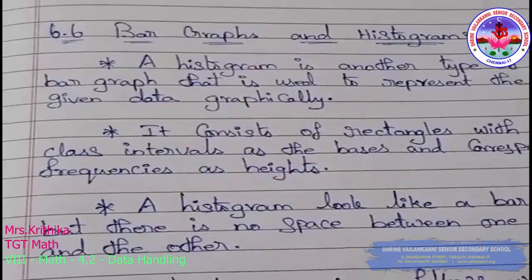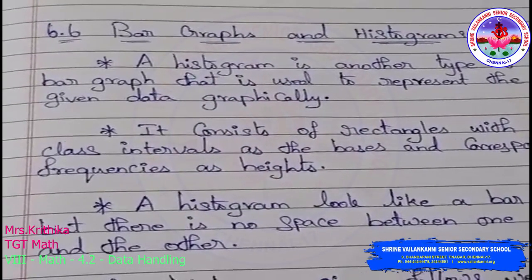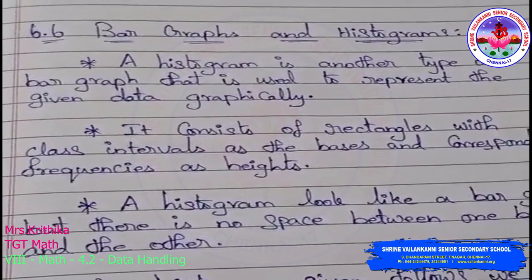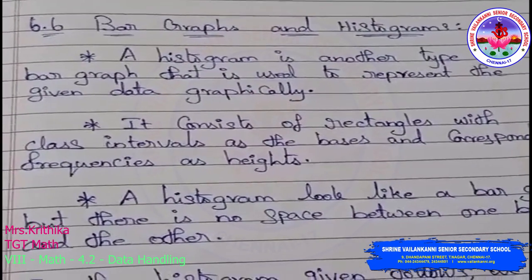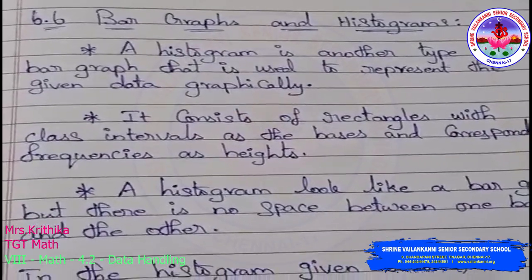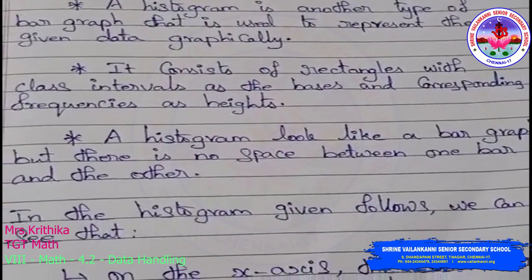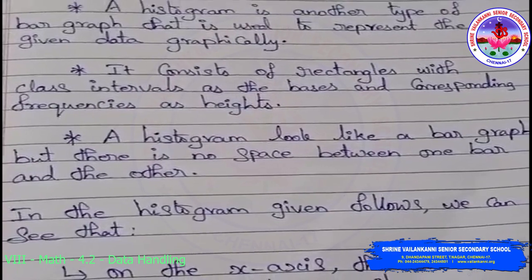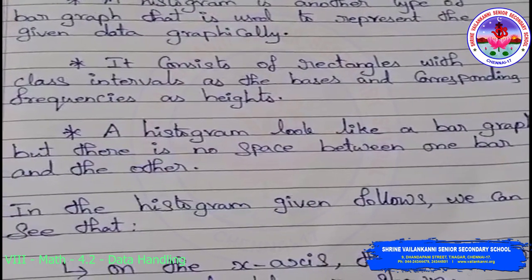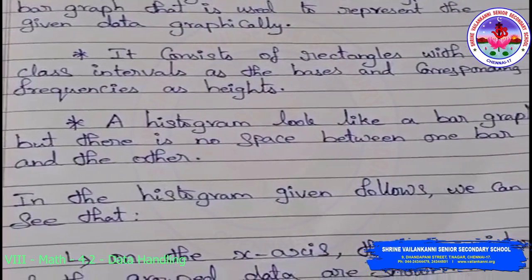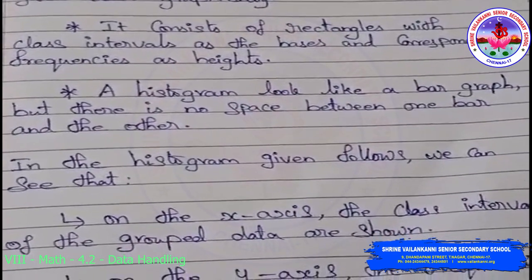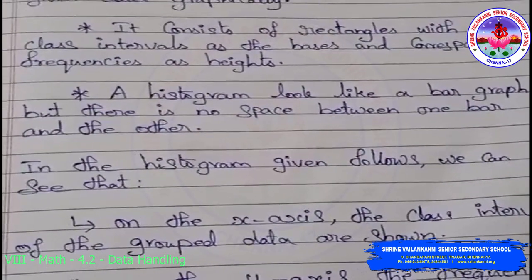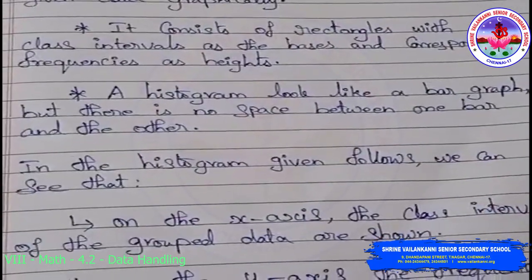The next topic is 6.6, bar graphs and histograms. A histogram is another type of bar graph that is used to represent the given data graphically. It consists of rectangles with class intervals as the base and corresponding frequency as height. A histogram looks like a bar graph, but there is no space between one bar and another bar.